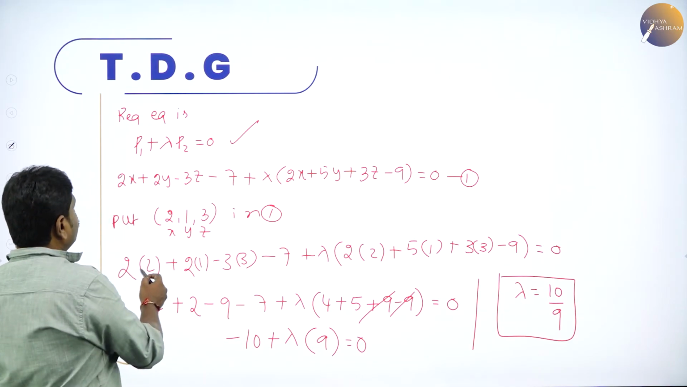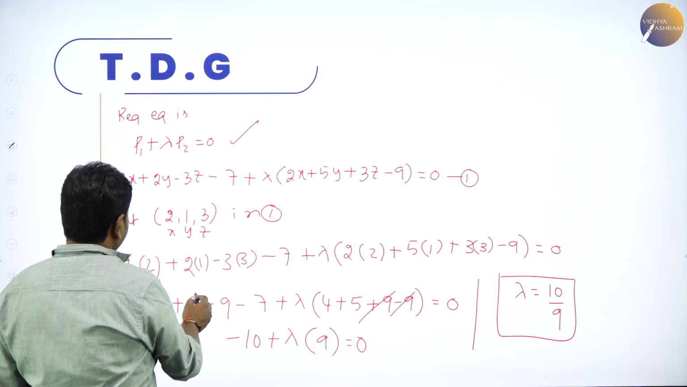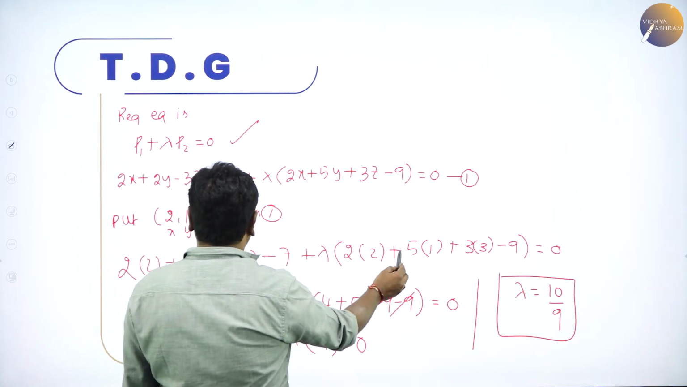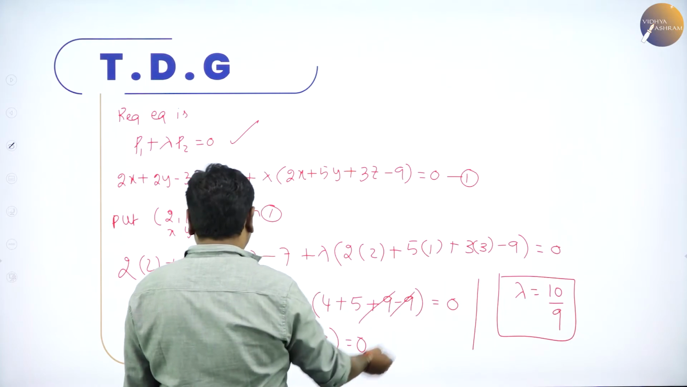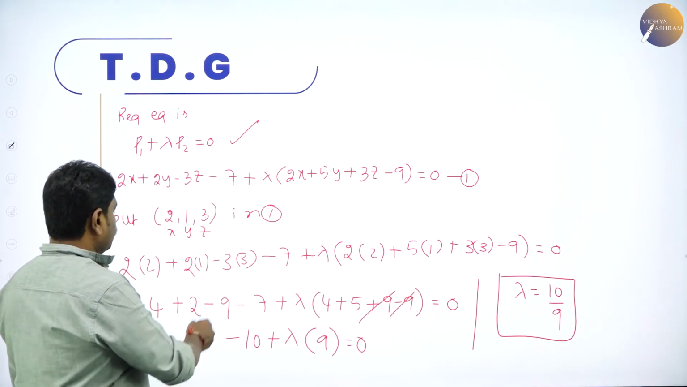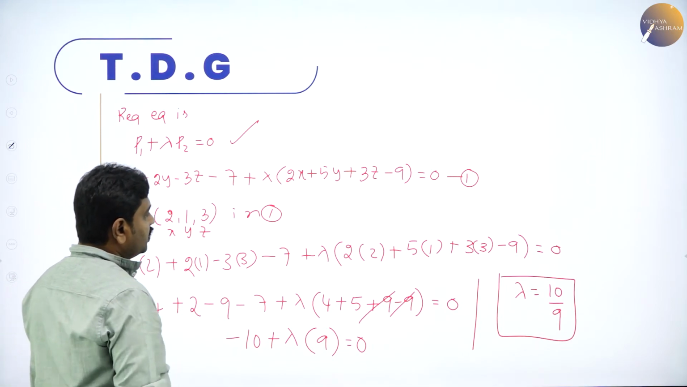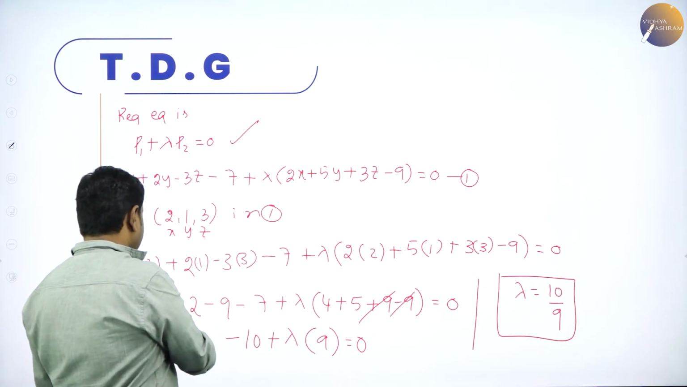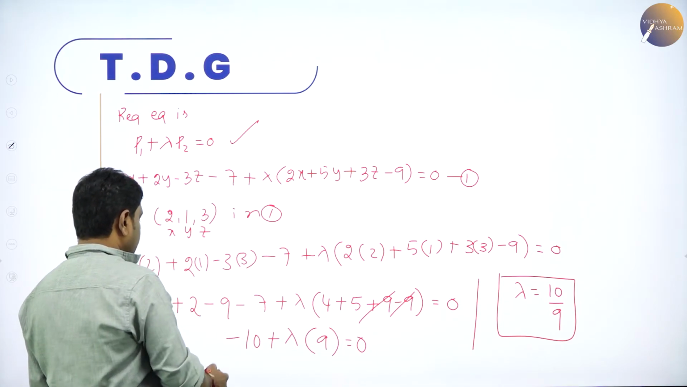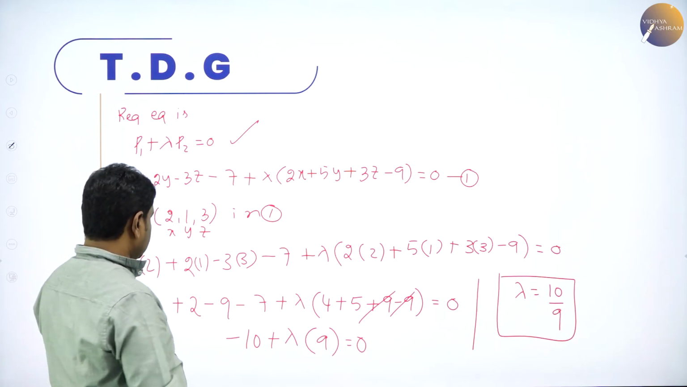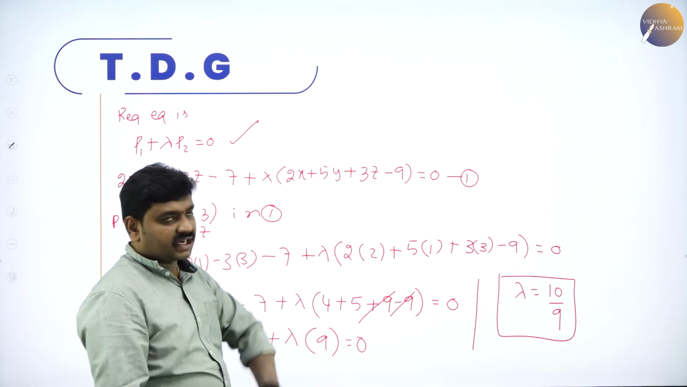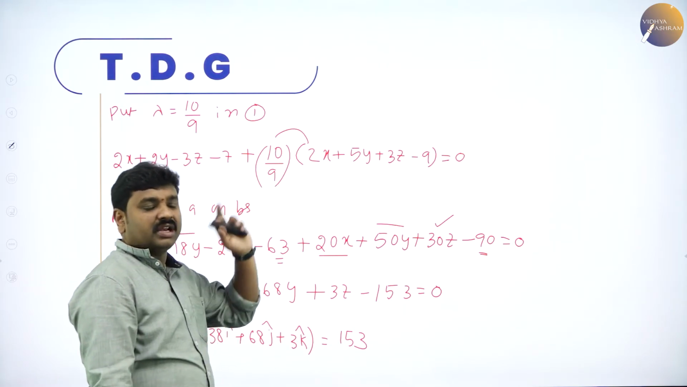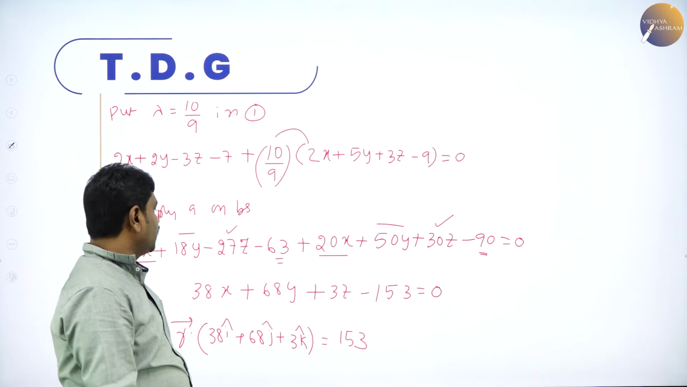So a careful substitution: 2 into 2, 2 into 1, and 2 into 3 into 3, then minus 7, plus lambda times 2 into 2 again, 5 into 1, again 3 into 3, minus 9. 4 plus 2, minus 9, minus 7, plus lambda, 4 plus 5, minus 9, plus 9 and minus 9, this will become 9, and this 6, and minus 10 it will be. So solving it, you will get lambda; substitute the lambda value and multiply by 9, because the denominator should be eliminated. Once you multiply, you will get the required answer.